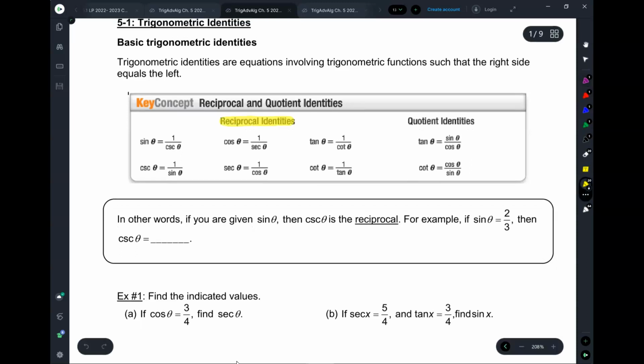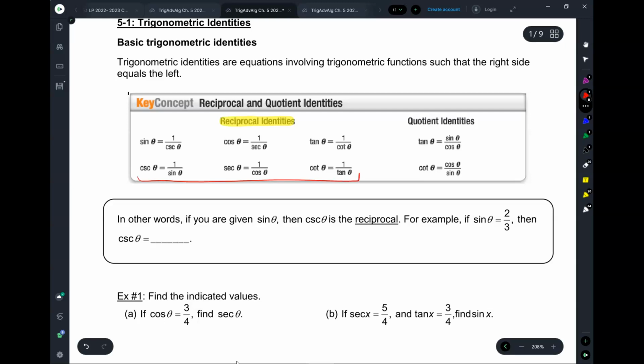These are not new. You've known these, but now we're just going to give them a name. We're going to call these reciprocal identities. Since the beginning of the year, you've known that cosecant is 1 over sine, correct? You've known that secant is 1 over cosine, so they're reciprocals of each other. And so we can go both ways. Sine is 1 over cosecant and so on. So these are the reciprocal identities.